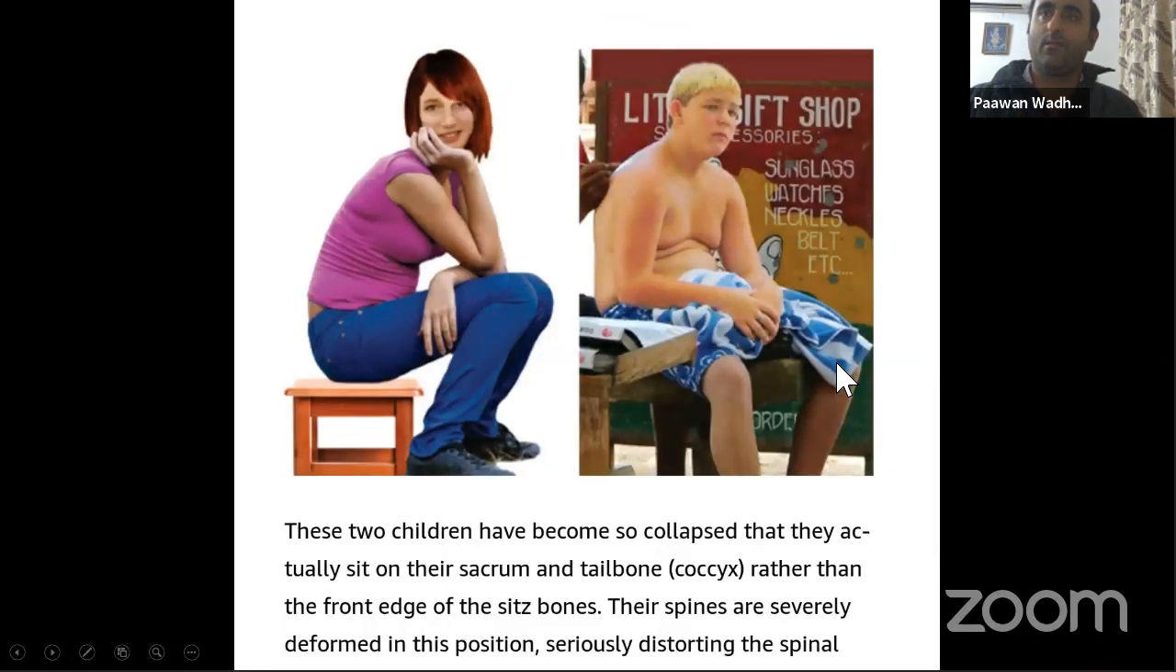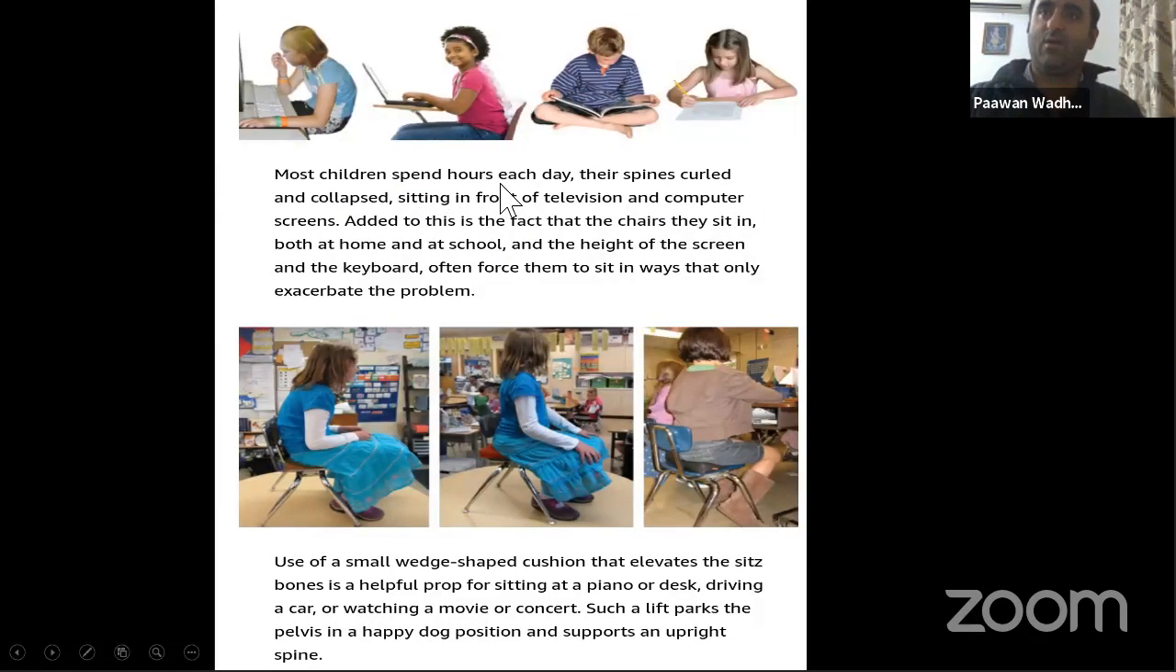So most children spend hours each day, their spines curled and collapsed, sitting in front of television and computer screens. Added to this is the fact that the chairs they sit in, both at home and at school, and the height of the screen and the keyboard often force them to sit in ways that only exacerbate the problem. Shoulders should be back. Neck is not proper, wrong.